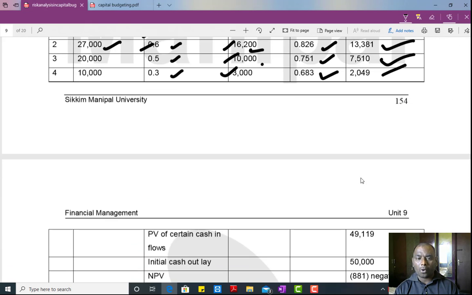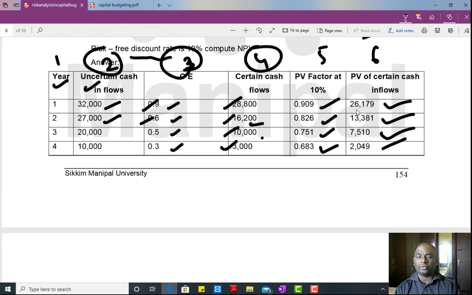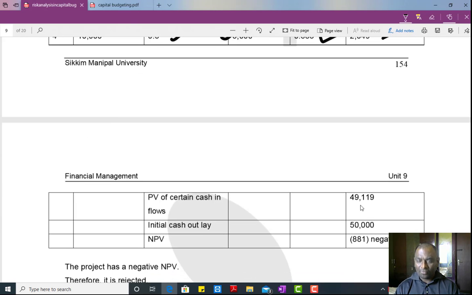Now you add up all these things, that is 26 plus 13 plus 7 plus 2, you will get 49,119. Now this is your inflow. What is your outflow? 50,000, isn't it? Now you subtract it, and what are you getting? You are getting a negative. Should I accept the project? No. Why? Because it has a negative.